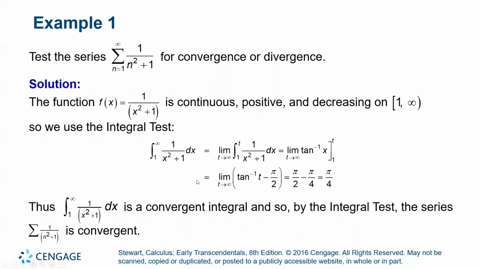So what did we just find? We found that the integral of 1 over x squared plus 1 converges. It has an actual answer. It's not divergent. Therefore, by the integral test, because this integral is convergent, so is the series. So the series is convergent.